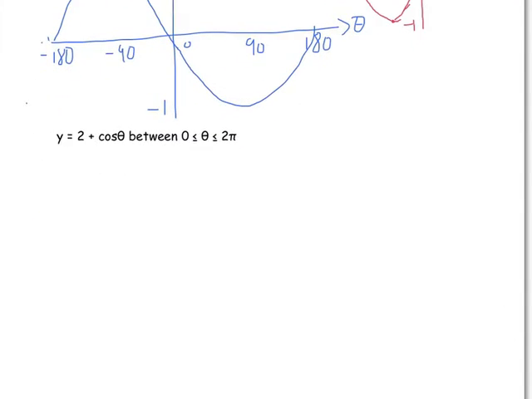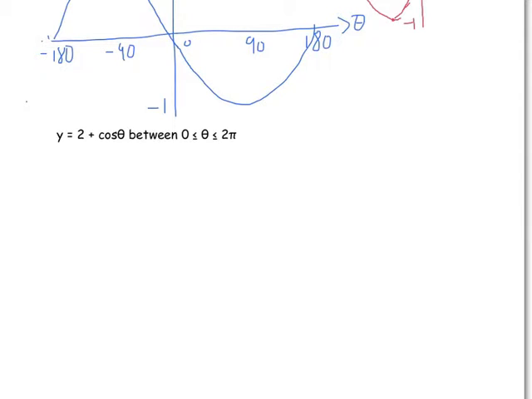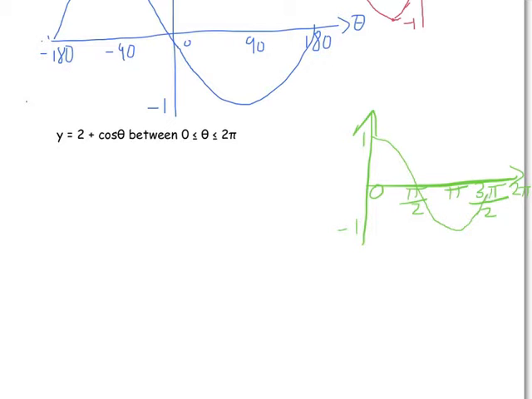Right, next thing we're going to look at is y equals 2 plus cos theta between 0 and 2 pi. So quickly sketch what cos theta looks like. Well, we've done that already once. So 0, pi over 2, pi, 3 pi over 2 and 2 pi, because remember we're working in radians on this question, so our axes must be in radians. So it starts at 1, goes down through 0 at pi over 2, down to -1 at pi, up to 0 at 3 pi over 2, and then back up to 1 at 2 pi.